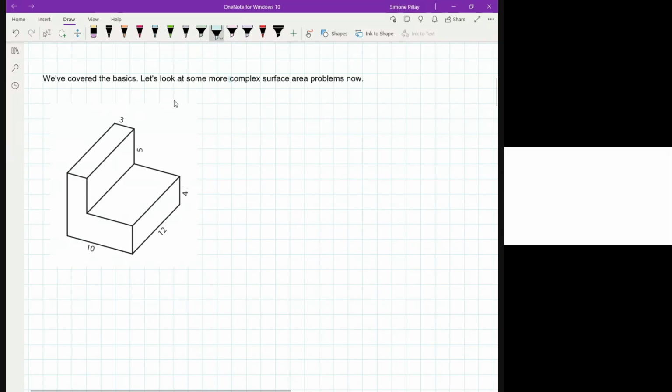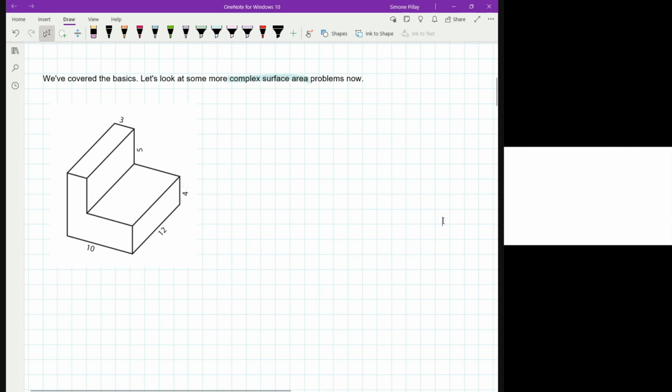Yes, so I was saying we have covered the basics of surface area, and now we are looking at more complex surface area problems. So in today's lesson, we're going to work on how to do more complex problems only on surface area. Okay. So let's get started. In order for us to do this, I want to hear what you guys have to say.